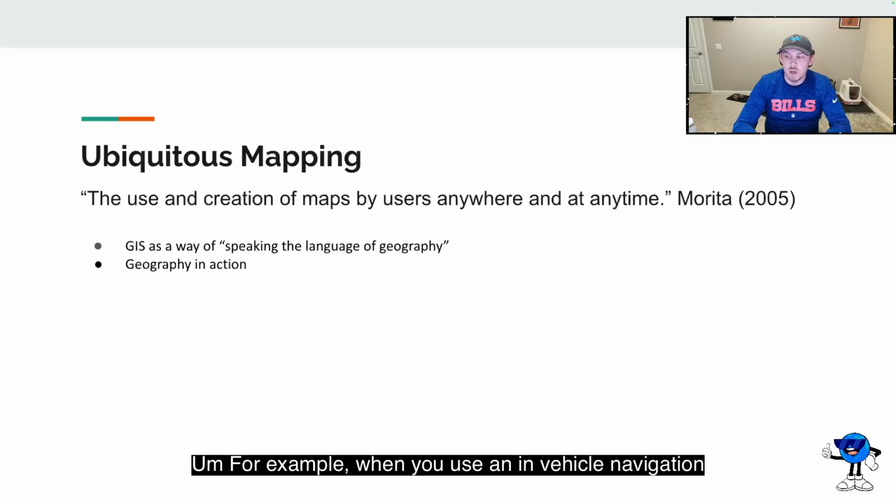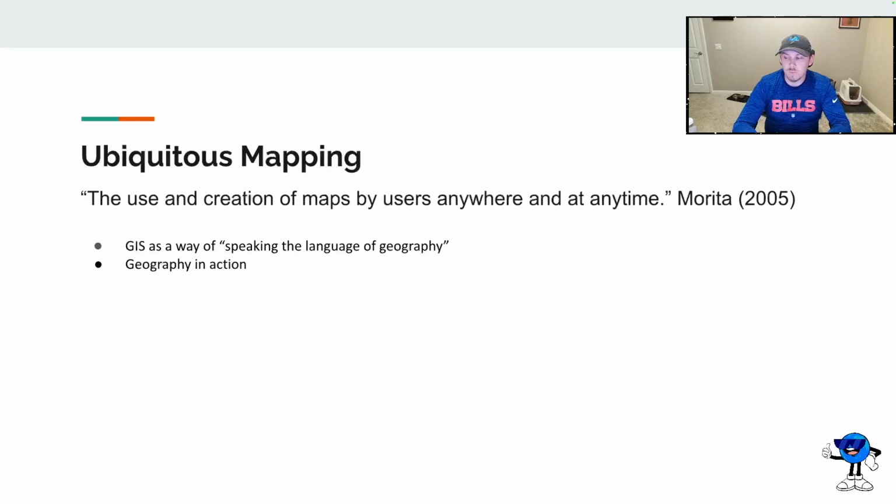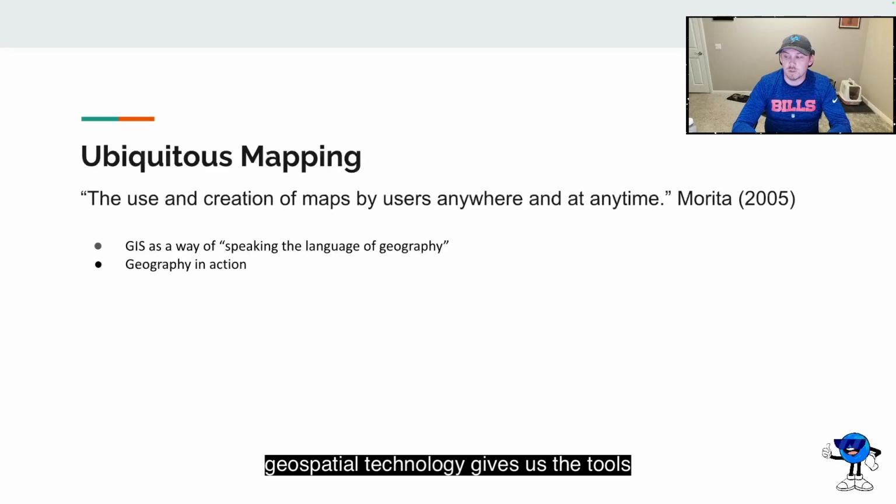For example, when you use an in-vehicle navigation system to navigate through unfamiliar territory, or use an online tool to examine housing values for your neighborhood, you're using basic geographic concepts of space and place through technology. Geospatial technology gives us the tools to apply location-based principles to real-world situations more easily.